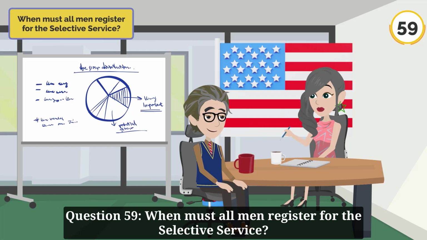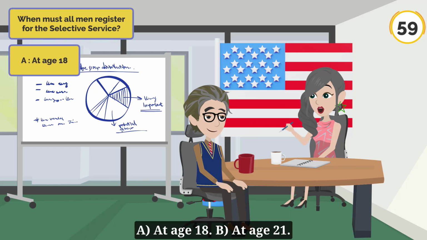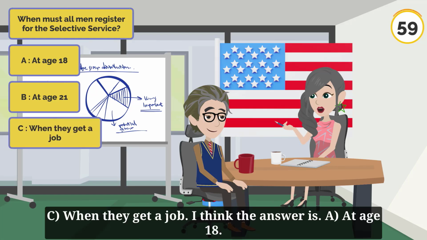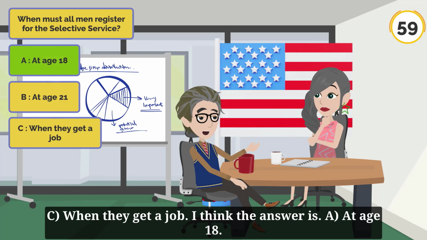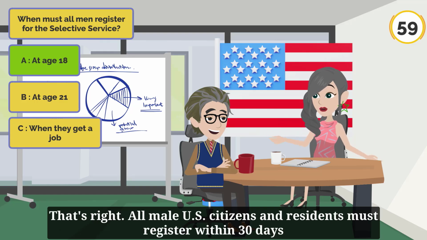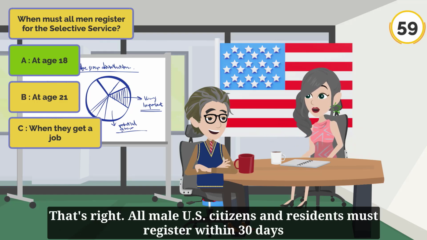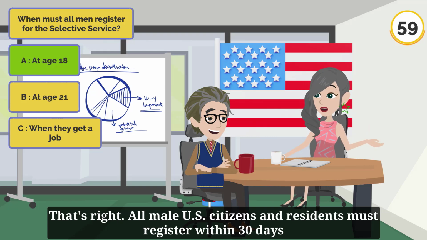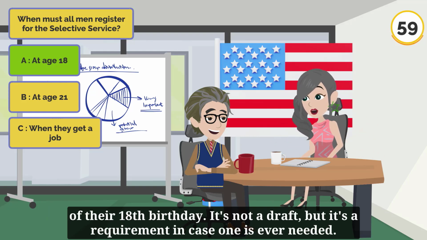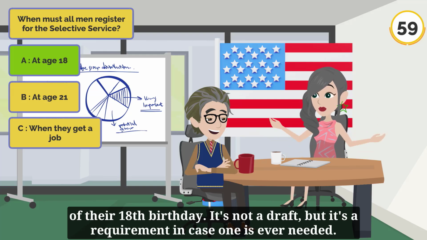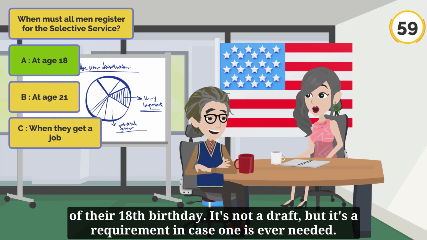Question 59. When must all men register for the Selective Service? A. At age 18. B. At age 21. C. When they get a job. I think the answer is A. At age 18. That's right. All male U.S. citizens and residents must register within 30 days of their 18th birthday. It's not a draft, but it's a requirement in case one is ever needed.